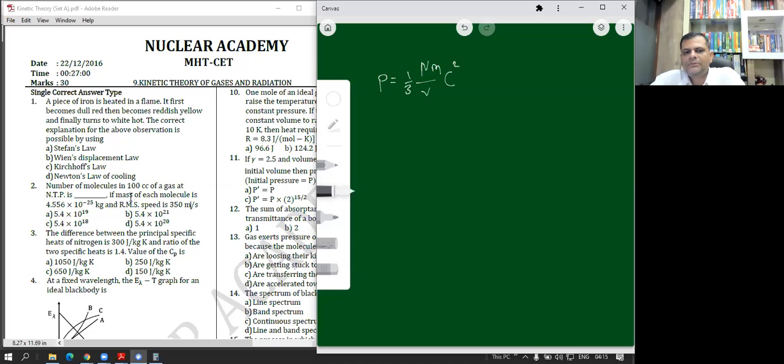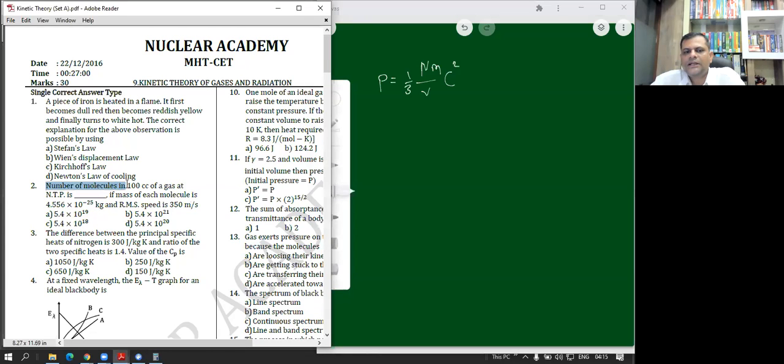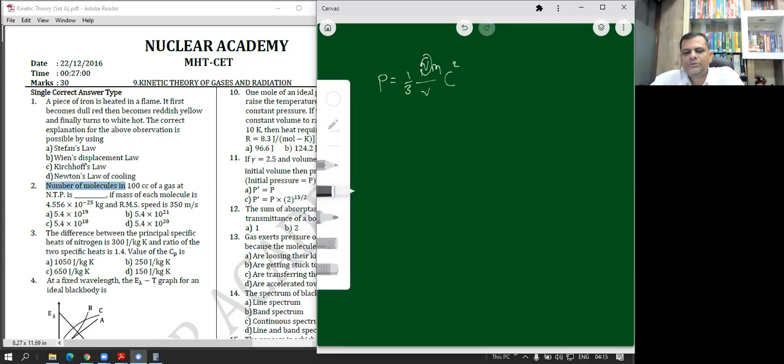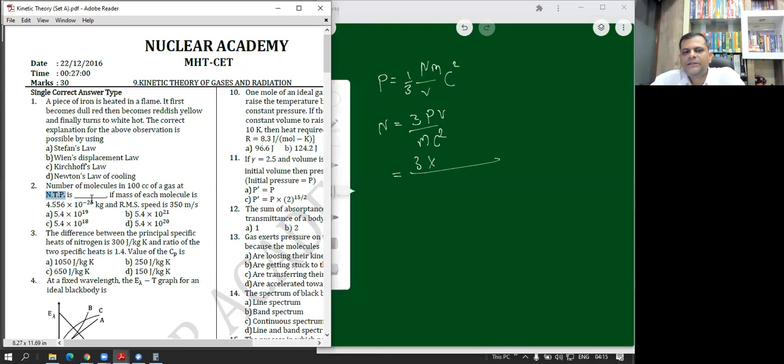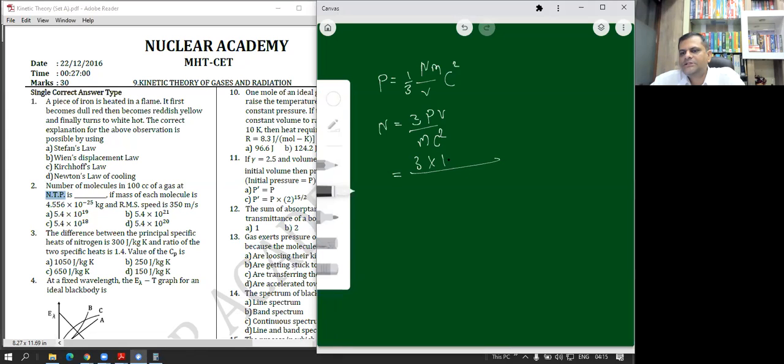Okay, so what do we have to find here? Number of molecules. That means n is to be found out here. So just rearrange this formula for n, and we get n equals 3pv divided by m into c square. Correct? So just use this formula and get the answer. How much is p? It says pressure at NTP, so what is the pressure at NTP? It is equal to 1 atmospheric pressure. And 1 atmospheric pressure is 1.013 into 10 raised to 5 Newton per meter square.